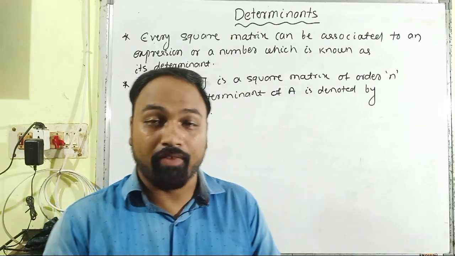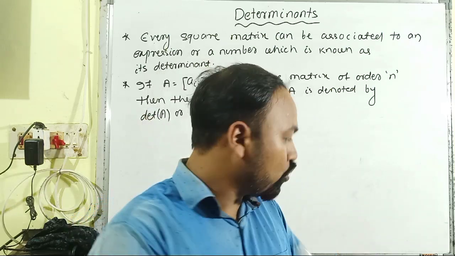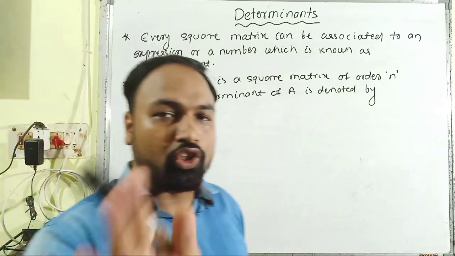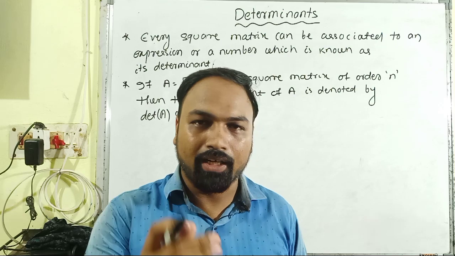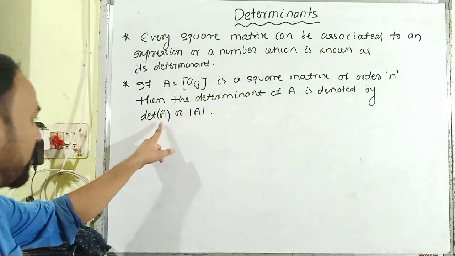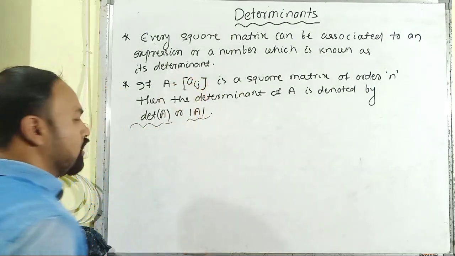Let us go through a very important and very easy topic of your mathematics, and this is the determinant. So let us go through the definition. Every square matrix can be associated with an expression or a number, and that is called the determinant of that given matrix. Let A be any matrix, then the determinant of A is denoted either in the first way or in the second way.